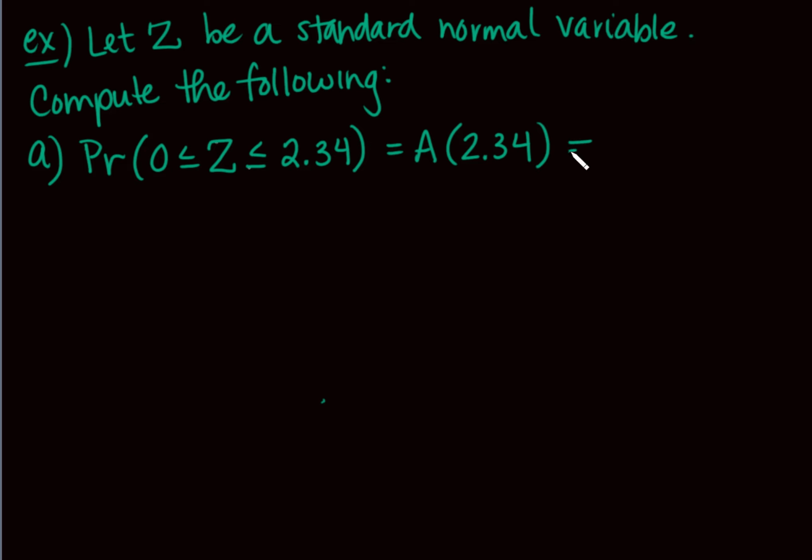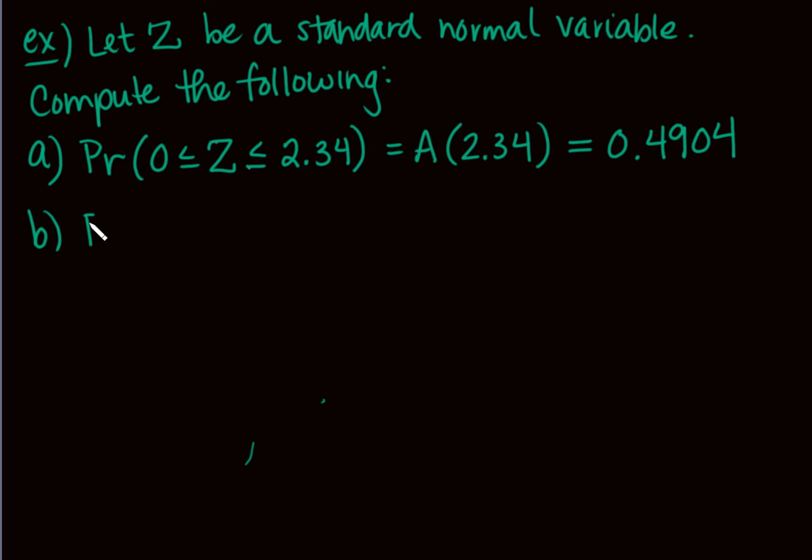So what is the area under that curve? It's 0.4904. And again, that's a probability, right? So the probability that I select one of these at random and it lies between 0 and 2.34 is about 49%. We don't know what this random variable is giving us, but this is just for an example.